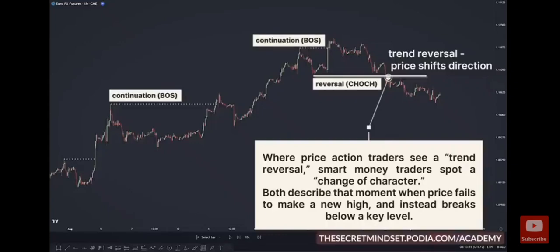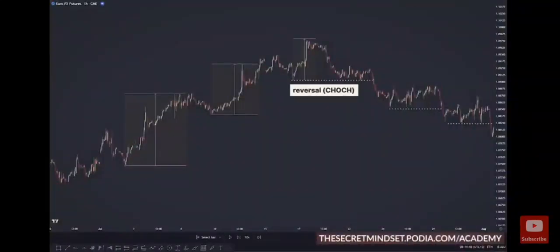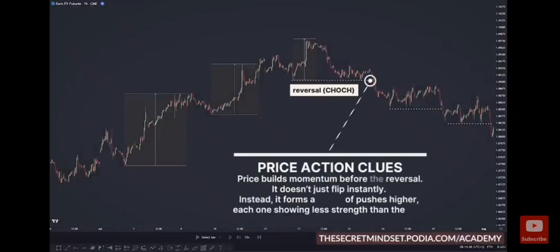Look at how price builds momentum before reversal. It doesn't just flip instantly. Instead, it forms a series of pushes higher, each one showing less strength than the last. This weakness shows up in both trade approaches. It's just labeled differently.